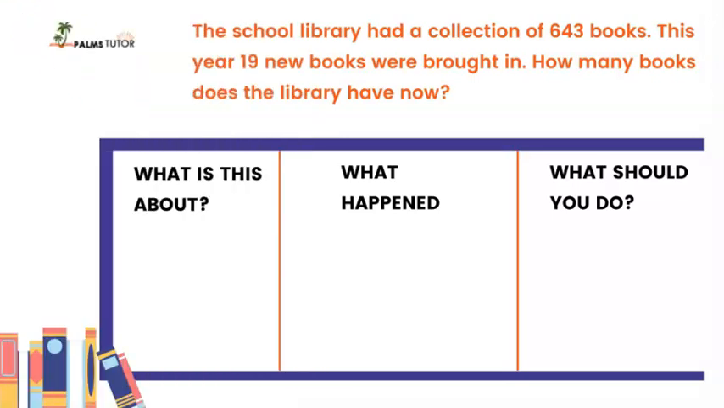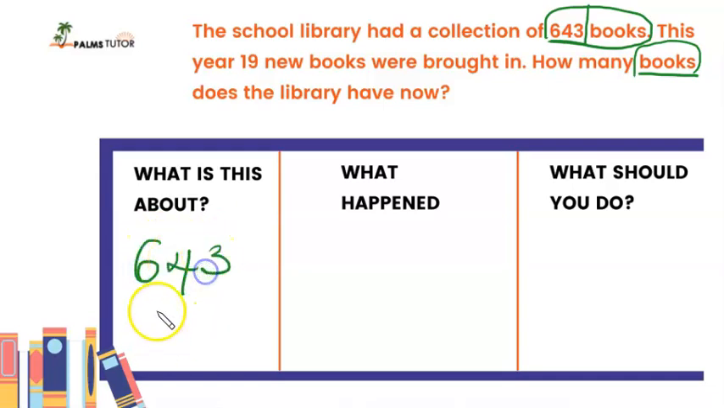The school library, let's see our question first. How many books does the library have? What do we want to know? We want to know the number of books in the library. So we are interested in the books. How many books? Now let's read our sentence one at a time. The school library had a collection of 643 books. Do we have any numerical information? Yes, we are talking about 643 books. I'm interested in 643, right? So I have 643 books.